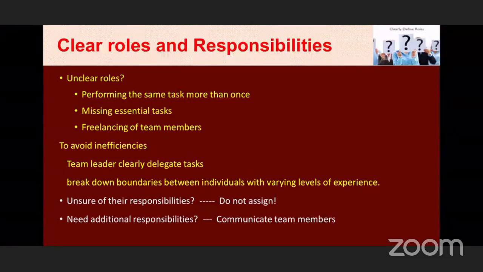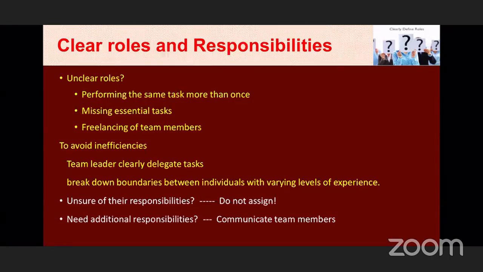We cannot overemphasize the importance of clear roles and responsibilities. It is very important because otherwise, all the members of the team may be performing the same task, missing the essential task, and it will lead to freelancing of the team members, and it will lead to ineffective team dynamics. So, it is the responsibility of the team leader to delegate the task early while we are initiating the CPR. So, each member of the team is aware of their clear roles, and it helps us to break down the boundaries between individuals with varying levels of experience.